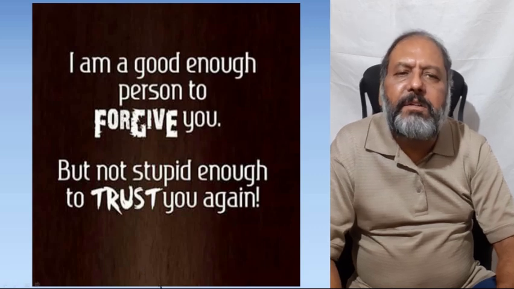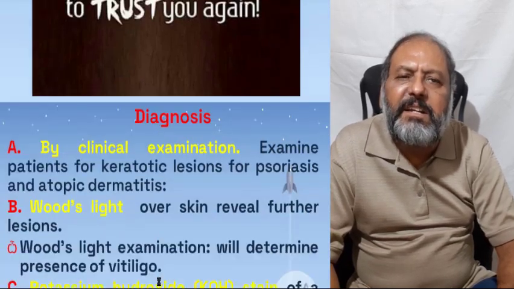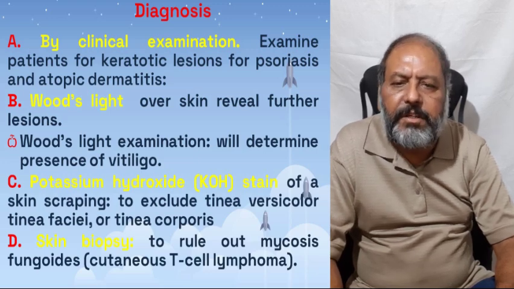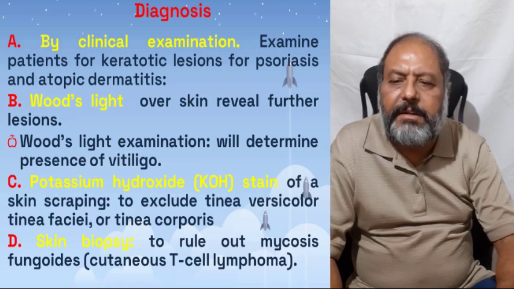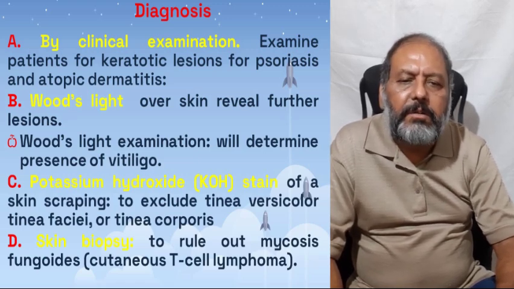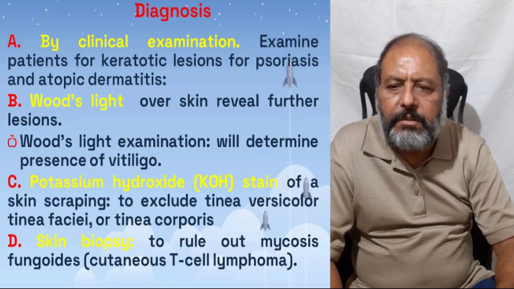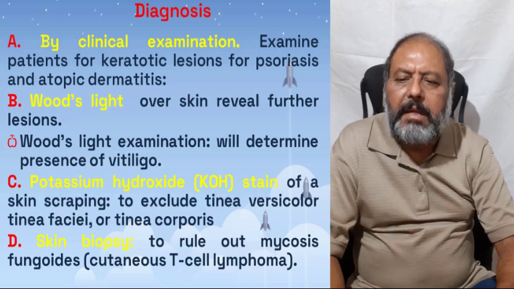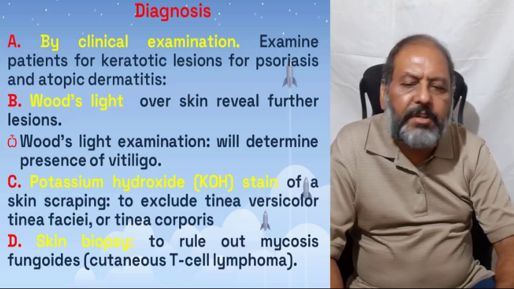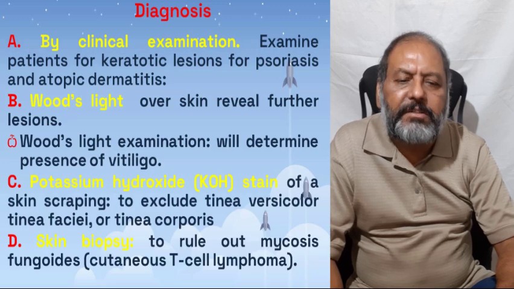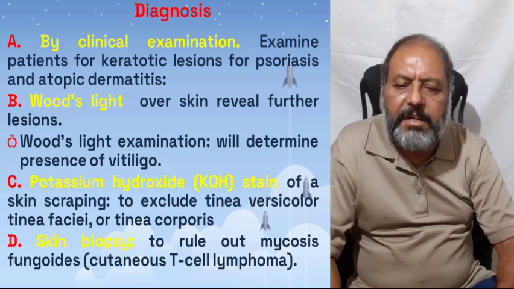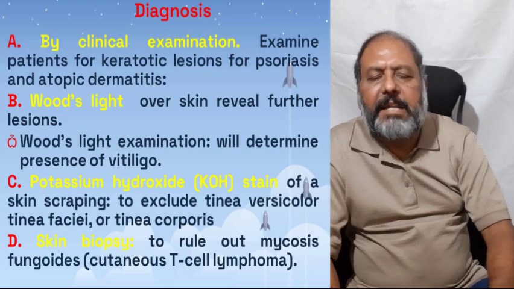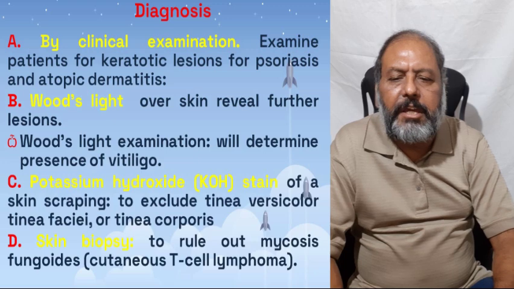Now, the diagnosis of Pityriasis alba by clinical examination: examine patients for keratotic lesions, psoriasis, and atopic dermatitis. Wood's light over the skin reveals further lesions. Wood's light examination will determine the presence of vitiligo, and a potassium hydroxide (KOH) stain of a skin scraping excludes tinea versicolor, tinea faciei, or tinea corporis, which are fungal infections and can be seen very easily by the KOH preparation.